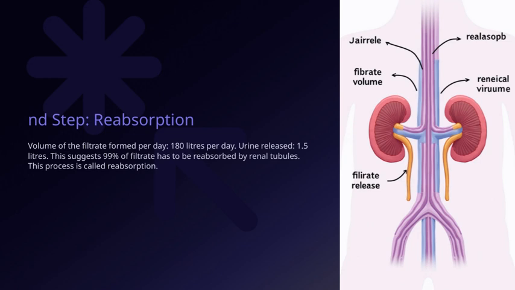Essentially, the kidneys are extremely efficient. They filter a large volume of fluid, but most of it is returned to the bloodstream. Understanding reabsorption helps us appreciate how the kidneys regulate what stays in the body versus what gets excreted. It's a key step in ensuring that our internal environment remains stable, which ties directly into the overall function of the renal system.